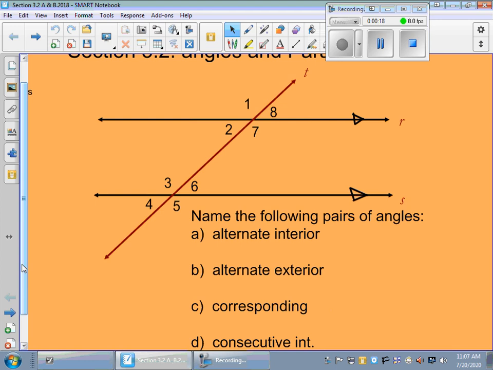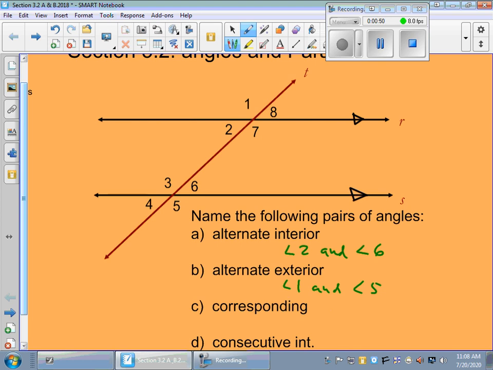So the first thing we want to know: name the following pairs of angles. Alternate interior. Again, this is memorization of definitions, being able to apply. In this case, angle 2 and angle 6 are alternate interiors. Alternate exterior example would be angle 1 and angle 5. Again, they're on the exterior and they go across the transversal.